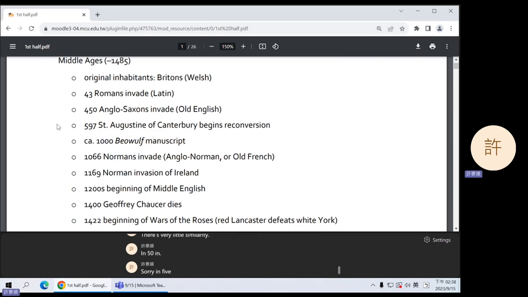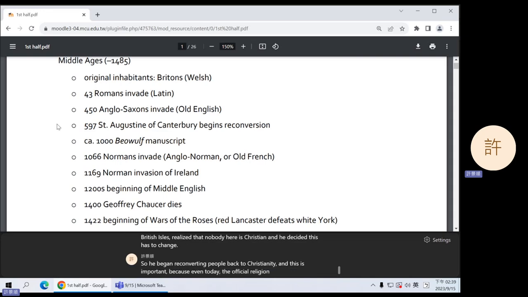In 597, this dude, St. Augustine of Canterbury, came to the British Isles, realized that nobody here is Christian, and he decided this has to change. So he began reconverting people back to Christianity. And this is important because even today, the official religion of the UK is the Church of England, which is a Christian church.